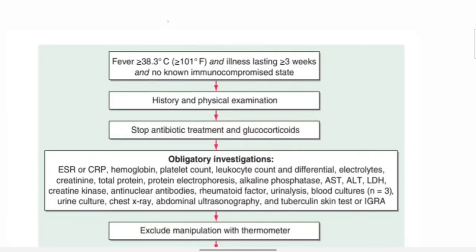Now we should learn about the protocol in case of pyrexia of unknown origin or inflammation of unknown origin. First of all, the diagnostic criteria should be fulfilled, that is fever more than or equal to 38.3 degrees Celsius, or more than 101 degrees Fahrenheit, for more than or equal to 3 weeks, and there is no immunocompromised state. Once this is fulfilled, then we should undertake history and physical examination of the patient.